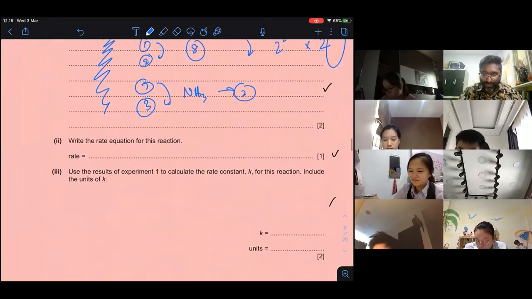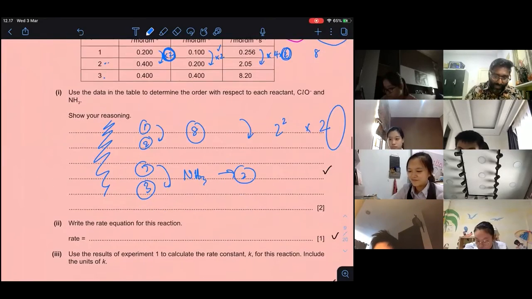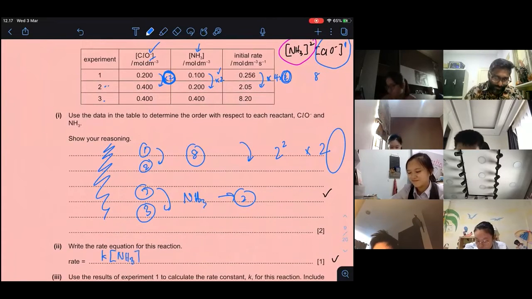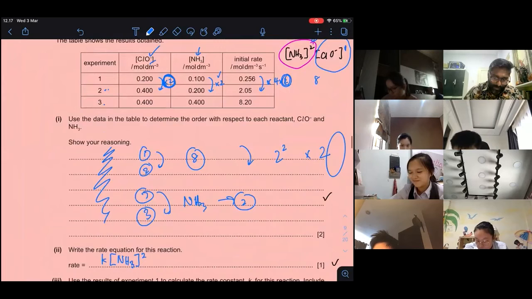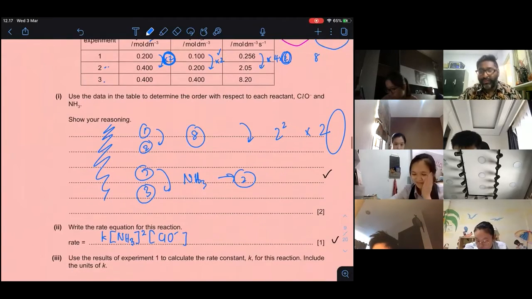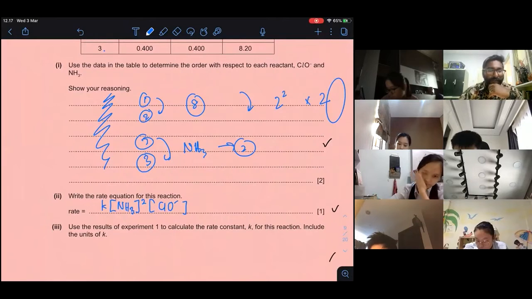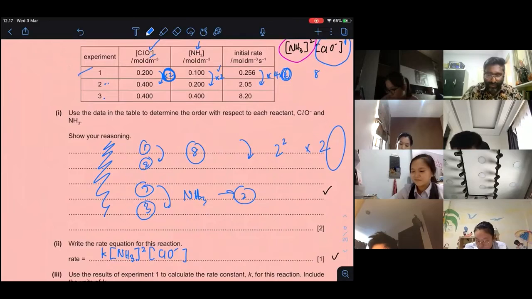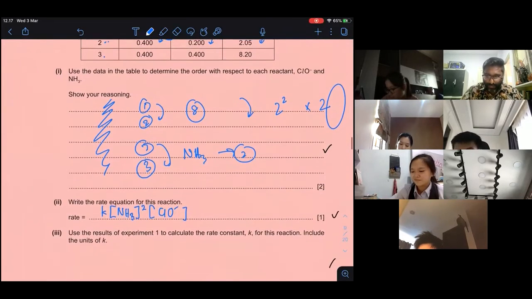Write the rate equation. Just simply write now. There will be K and then NH3 to the power of 2, ClO minus to the power of 1. The 1 no need to mention, just put it there. Use the result in experiment 1. They mentioned use the data in experiment 1 to calculate the K.